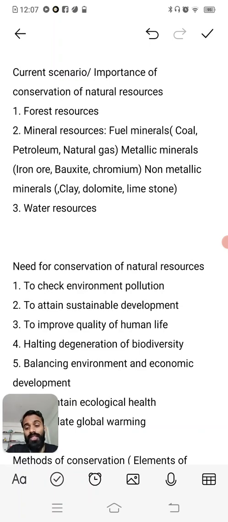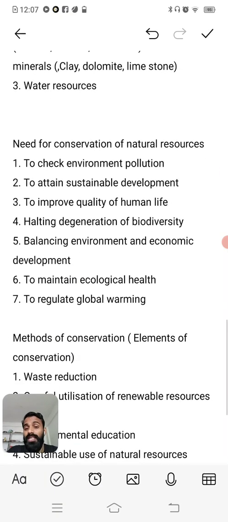Third is water resources. As we know, all the resources we get from water, the fish, the gems, pearls, etc., are all water resources from where we get natural resources. Now, what is the need for conserving natural resources? It is an important question. First of all, to check environmental pollution. If we cut down trees, what will happen? The level of carbon dioxide in the air will increase, and gradually global warming will increase. So, in order to control that, we should have trees around us.